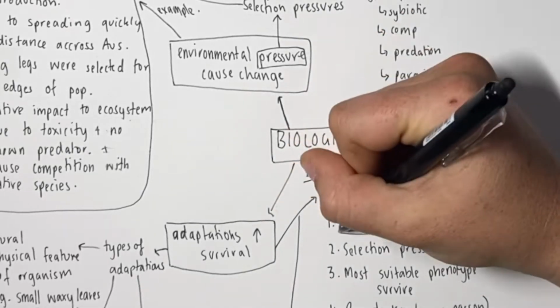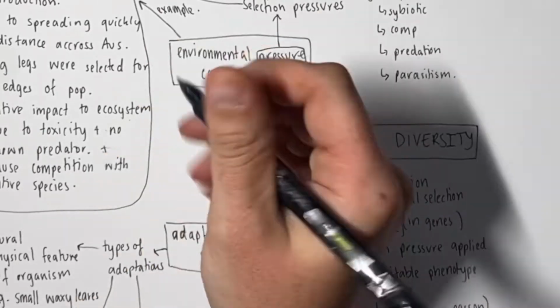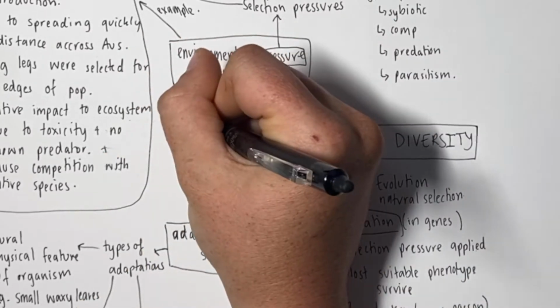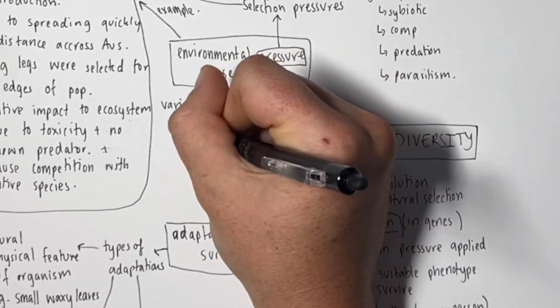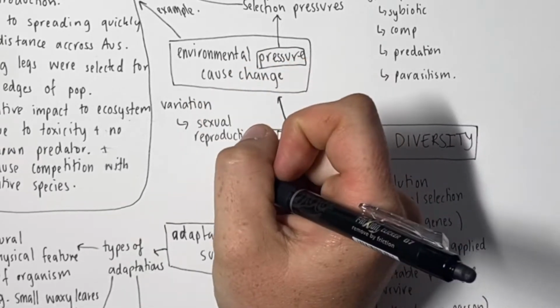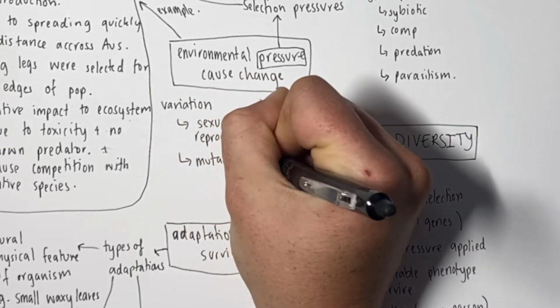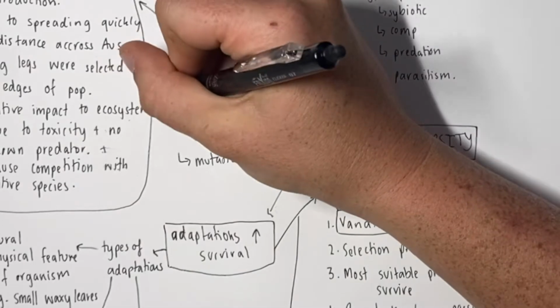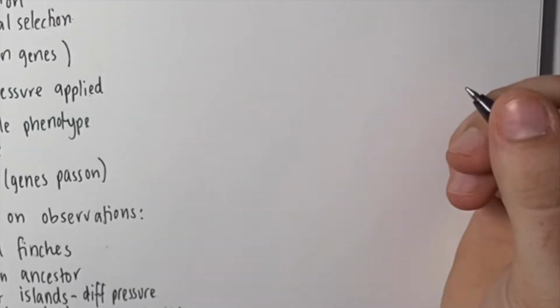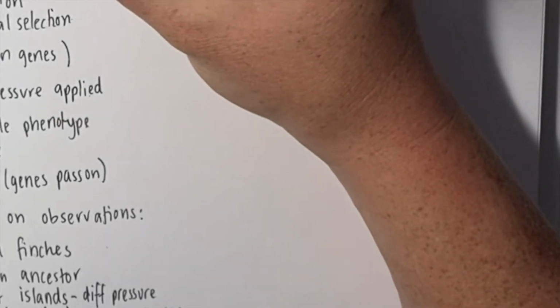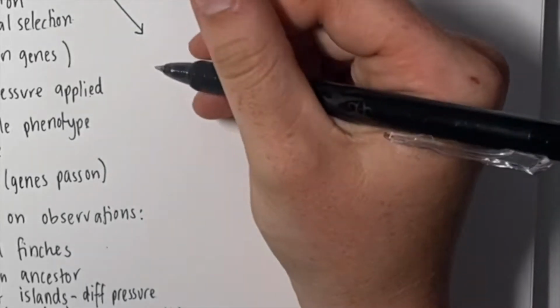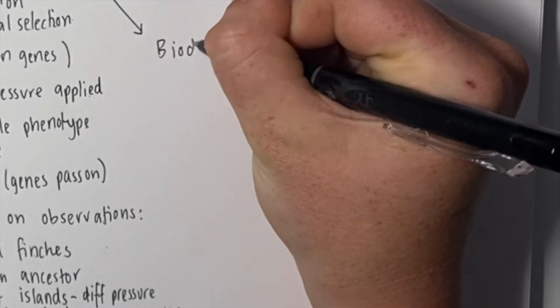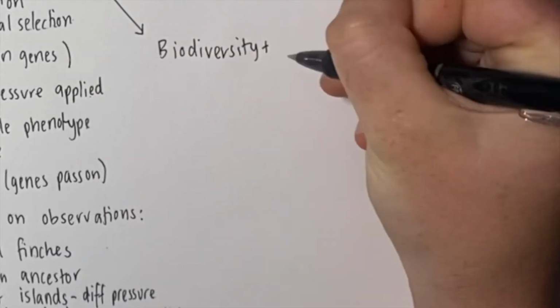The last thing I wanted to review regarding this inquiry question was variation. We need to recall that variation can occur through sexual reproduction, where you have the mixing of genes from two parents resulting in the random expression of genes, dependent on dominance, etc. And then we also get variation in the population through mutations.